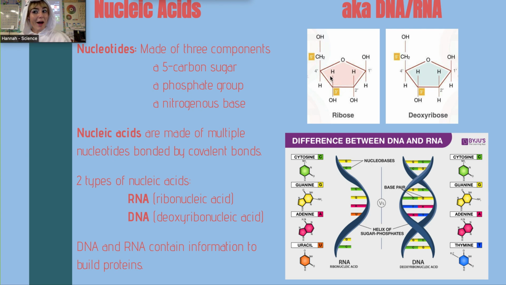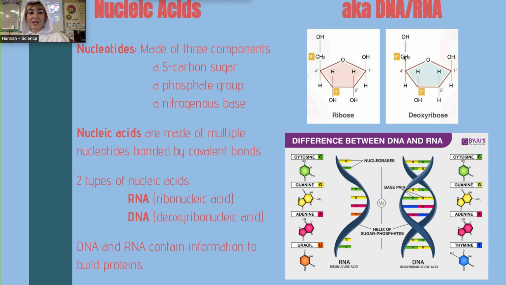So we'll talk a lot more about this when we get into DNA itself, but those 3 components are very important. The nitrogenous base itself is the language that our cells read to then make the proteins that determine our genetics and so on. So nucleic acids are made of multiple nucleotides all bonded together by covalent bonds. And there are 2 types that we see in nature: RNA, which is single-stranded, and DNA, which is double-stranded. RNA is ribonucleic acid, and DNA is deoxyribonucleic acid.